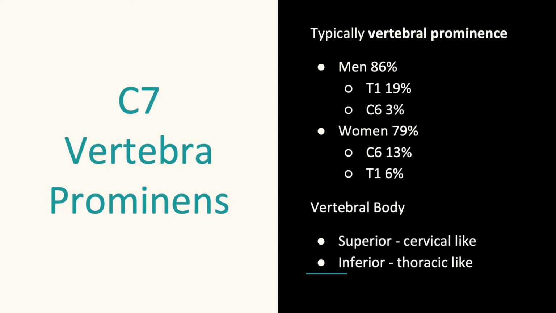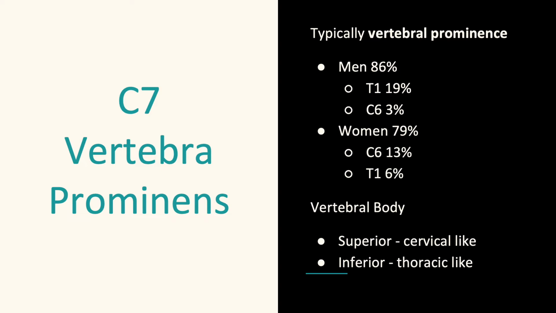That being said, C7, the vertebra prominens, is most commonly the vertebral prominence. So in men, it's going to be about 86% of the time, women 79%. We weren't classically tested on those numbers. Know that it's most of them, 80 to 85 range. What you do want to know is, if there's a vertebral prominence at C6, who is more likely to have that? Women are more likely to have a vertebral prominence at C6 than men, and men are more likely to have a vertebral prominence at T1 than women.